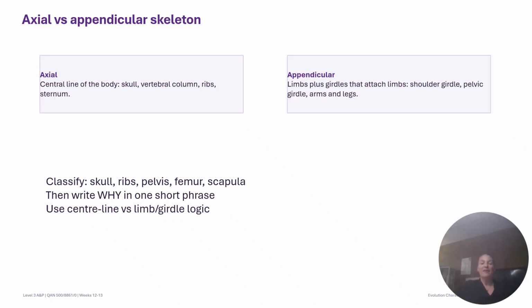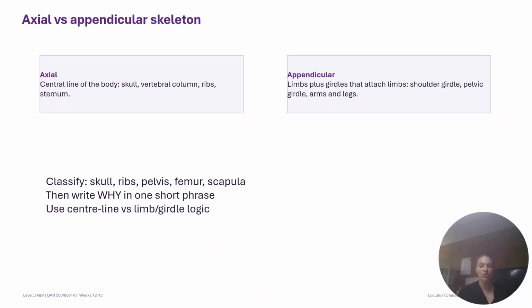So this bit, your thoracic, your spine, and your skull. That's your axial, okay? Your appendicular is your limbs plus girdles that attach limbs: shoulder girdle, pelvic girdle, arms and legs. Classify: skull, ribs, pelvis, femur and scapula. Then write why in one short phrase. Use centerline versus limb girdle logic. That's probably gone over your head, but here's an easier explanation.